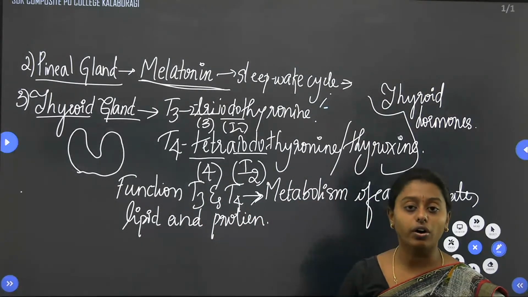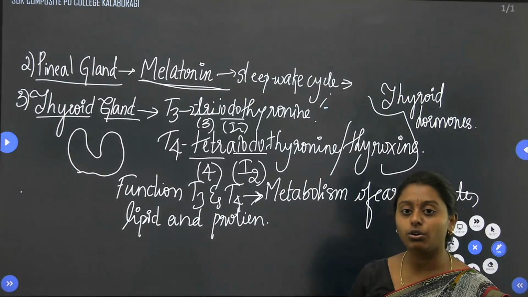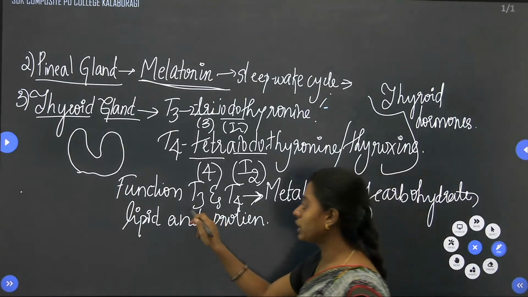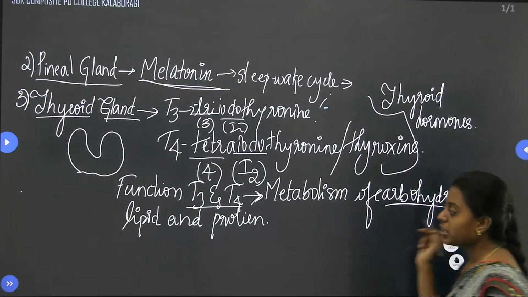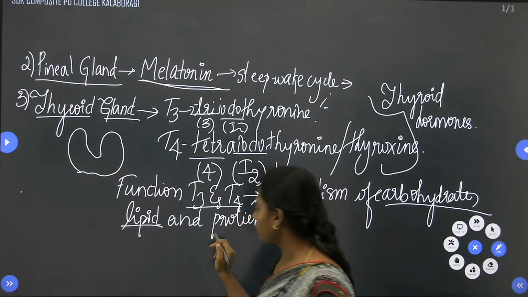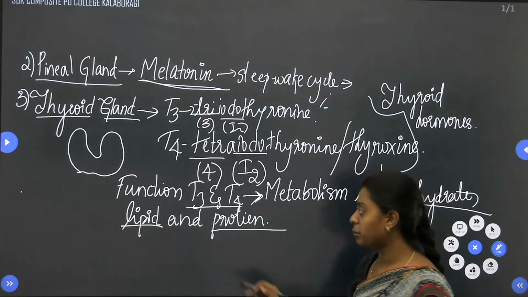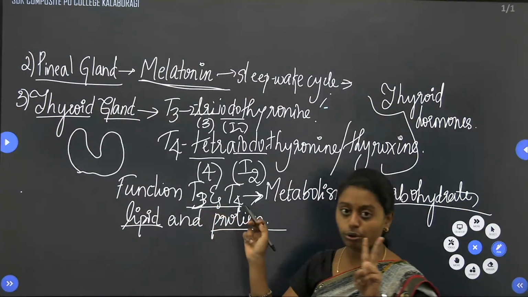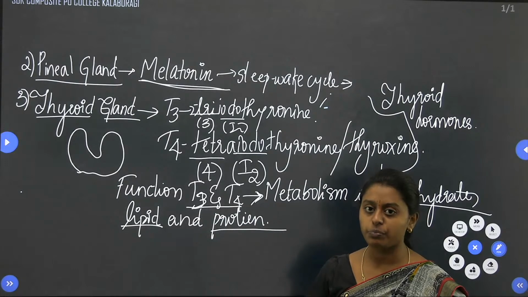The formation or the breakdown, either of the two, can be well maintained or regulated by the help of T3 and T4. The breakdown of the carbohydrates, the breakdown of the lipids, breakdown of the protein, all can be well maintained within the body by the help of two hormones. One is T3 and the other one is T4 hormones.